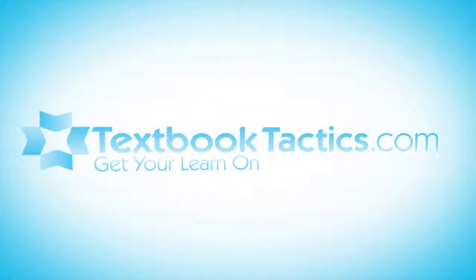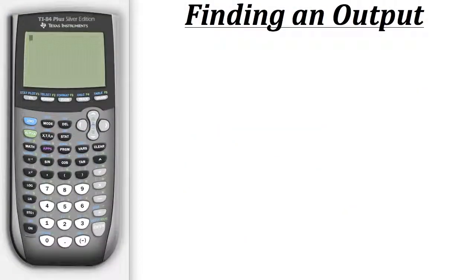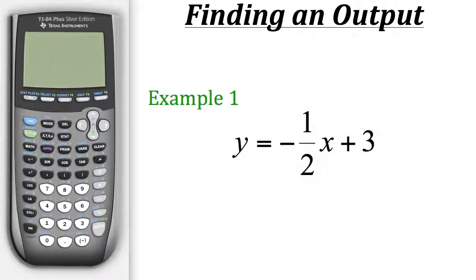In this tutorial, we're going to learn how to use a calculator to find output values for equations. So let's start off with this equation: y equals negative 1/2 x plus 3. Let's first start off by putting that into our y equals screen. Now that we've done that, let's first use what I call the trace method.